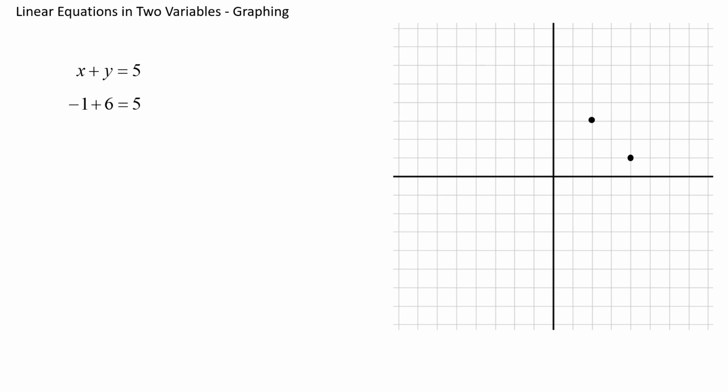Now there's no end to how many times you could do this. We'll do it a couple more. -1 plus 6 is also 5. So here's -1 on the x-axis, 6 on the y-axis. Here's where they meet. There's a third point. Now, if you kept doing this, you'd get a lot of points, and what you'd find is that they all make a line. That line, therefore, represents all the points where x plus y equals 5.